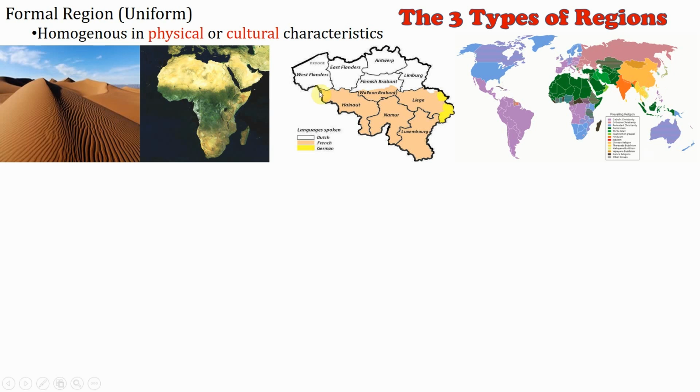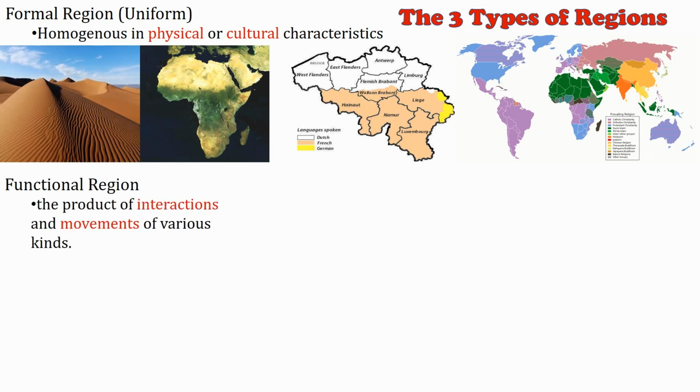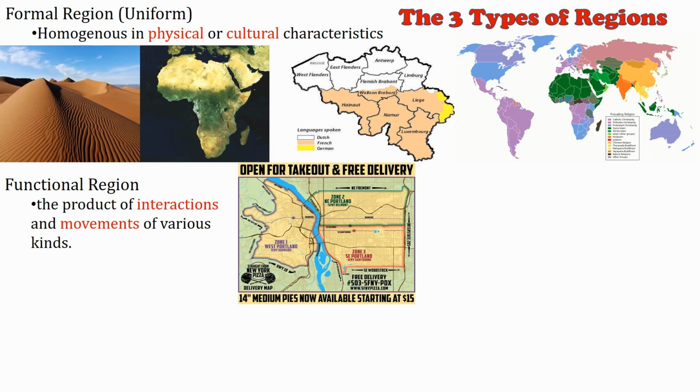So it's either physical or cultural. Okay, next type, functional. I'm a bit partial to functional, mostly because this definition sounds very scary. Product of interactions and movements? Oh no, I don't even know what that means. I got you. All right, we all understand pizza.